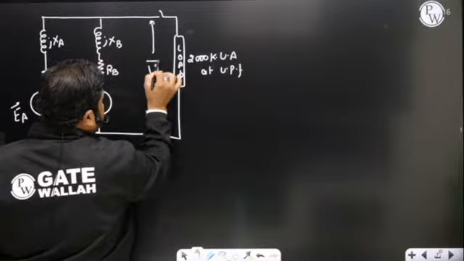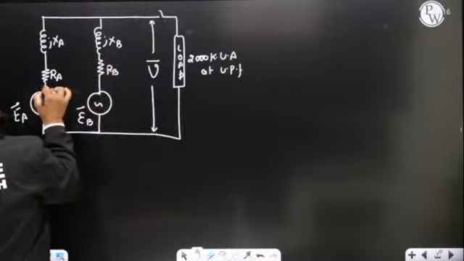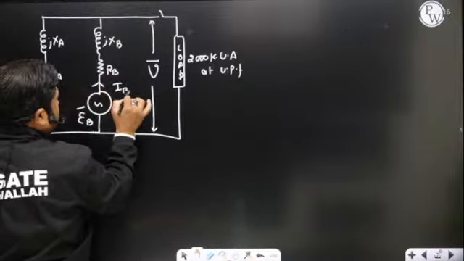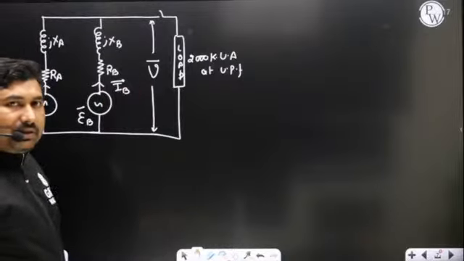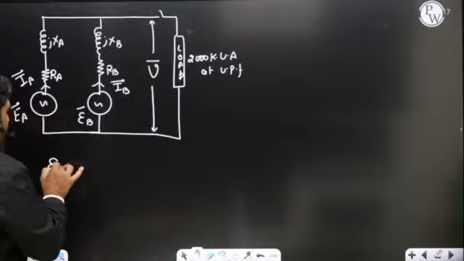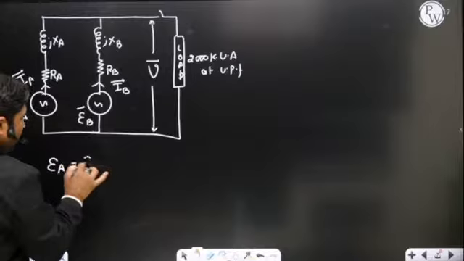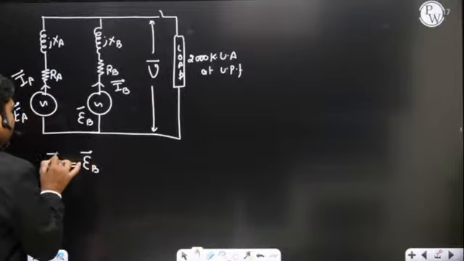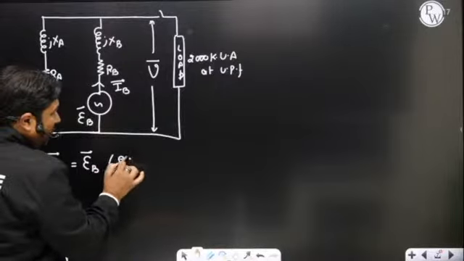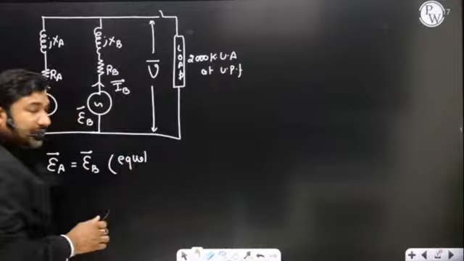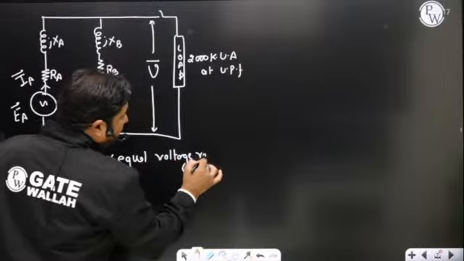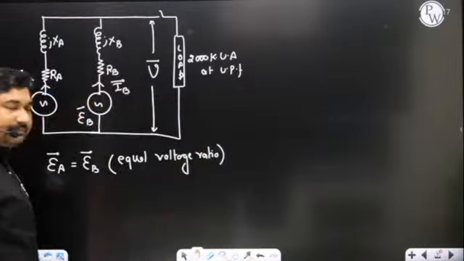This is the common terminal voltage. Let us suppose the current shared by transformer A is IA and current shared by transformer B is IB. In case EA is equal to EB, they are always in the same phase. If EA is equal to EB, we can say equal voltage ratio. Whenever in the question equal voltage ratio is not mentioned, in parallel operation always take equal voltage ratio.